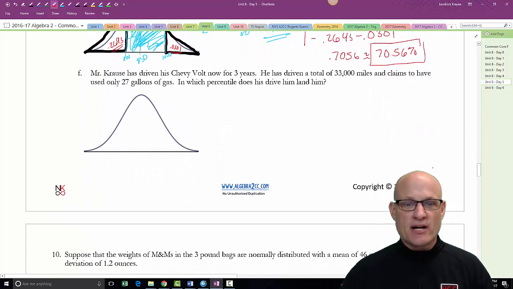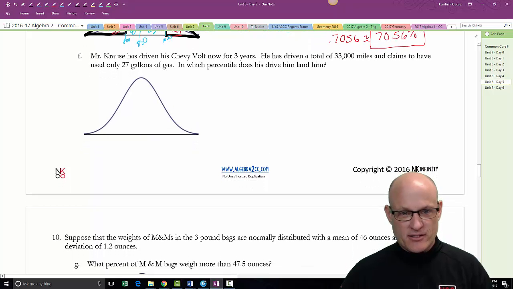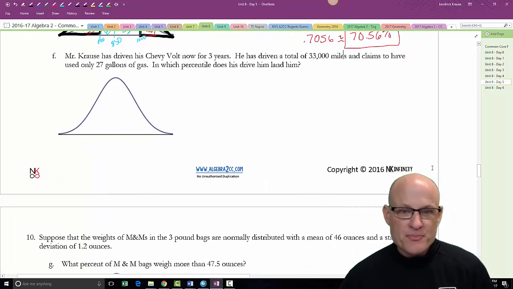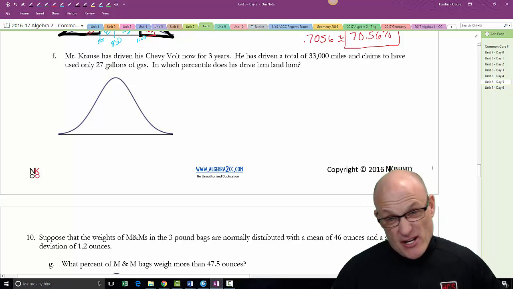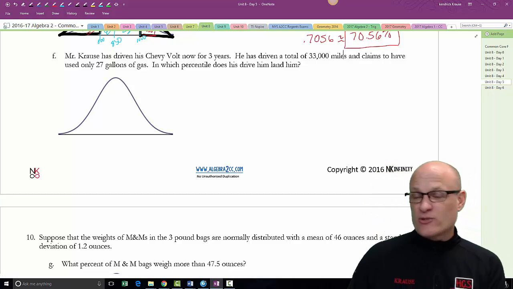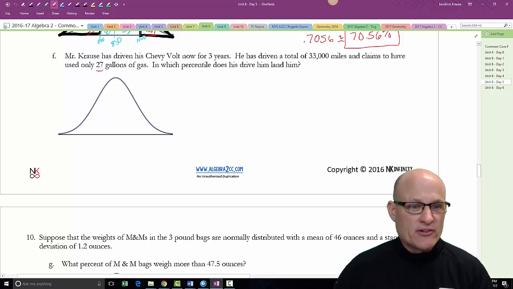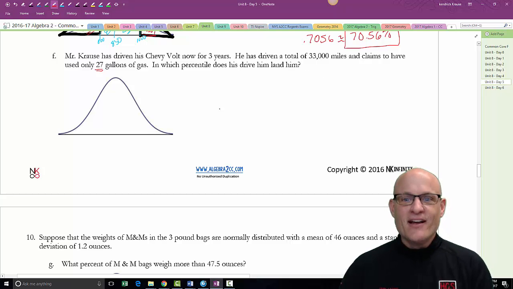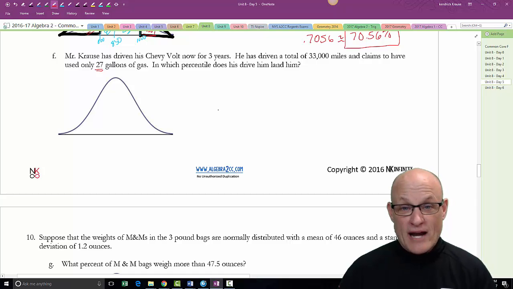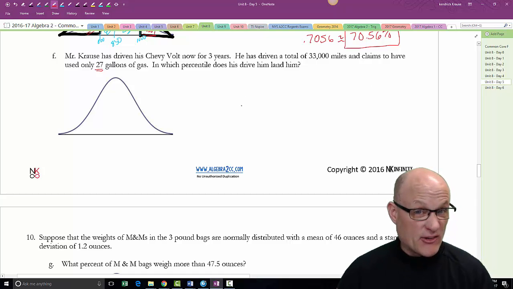So I've driven my Chevy Volt for 3 years now. I have 33,000 miles on my car, and I claim to have used only 27 gallons of gas. Oh, well, hold on a second. In which percentile does my driving land? I want to know what percent of all drivers get as good a gas mileage as I get.